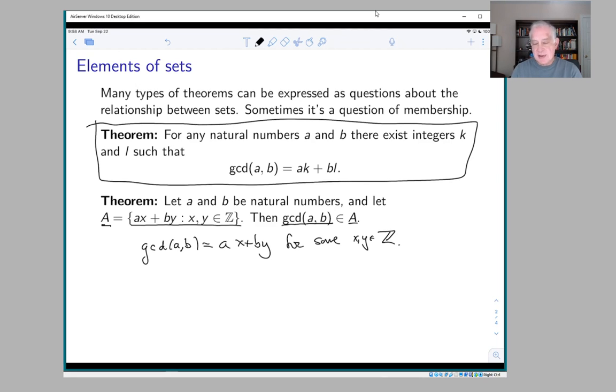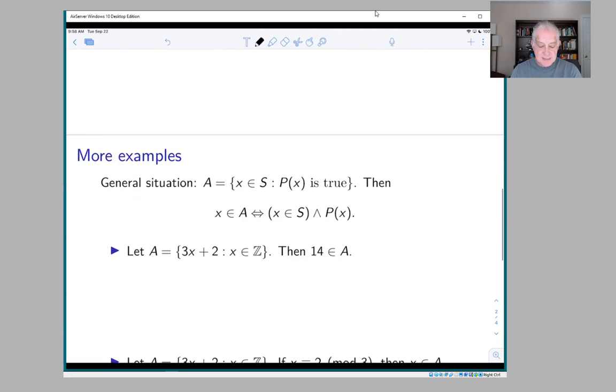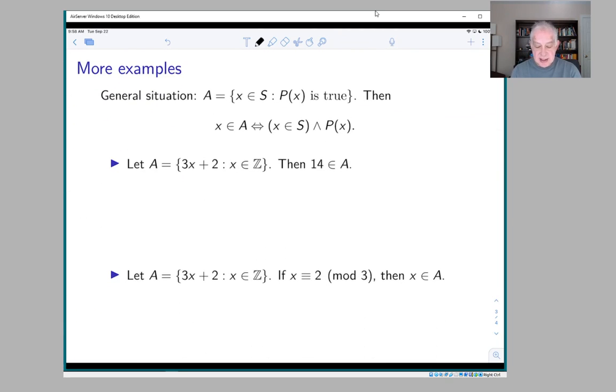Let's look at maybe some simpler examples of the same idea. So the way this works generally is that you're given something in set builder notation, and that usually means you're told that x is an element of a set S with an additional property, some property p of x is true. And I should maybe emphasize x is a dummy variable. So another way to read this set builder notation is to say that x is an element of the set A if and only if it's an element of the set S and the property p of x holds.